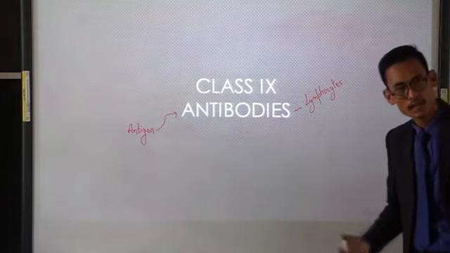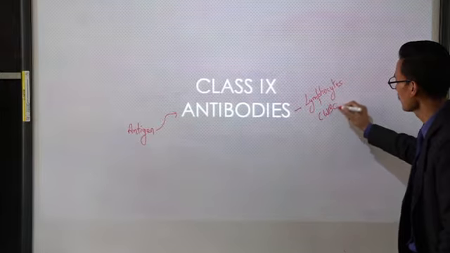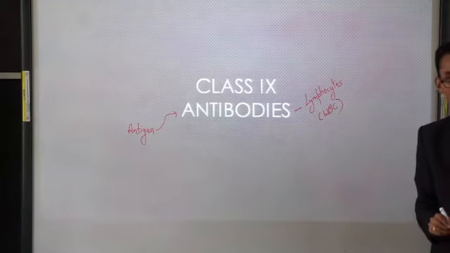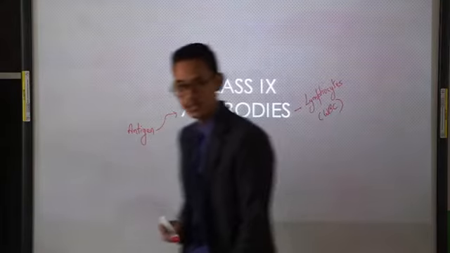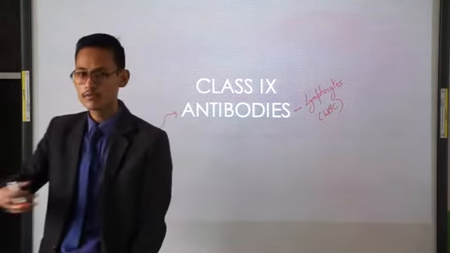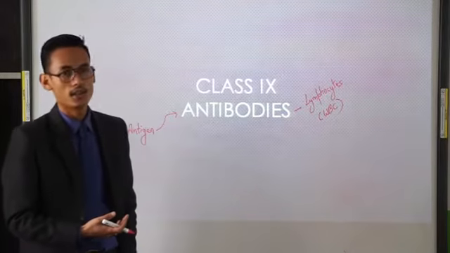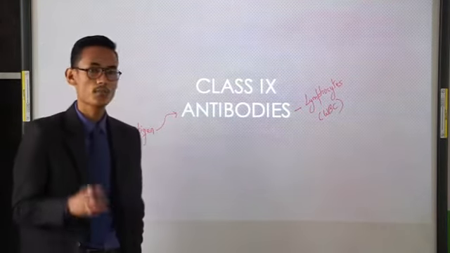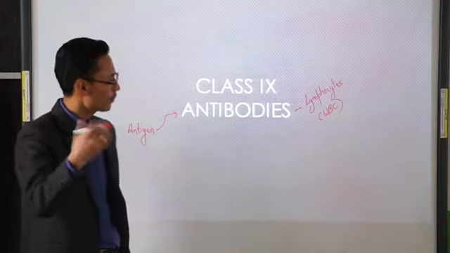But what are lymphocytes? They are mainly a type of white blood cells, WBC. But there are different kinds of WBC. So lymphocytes are one type of WBC that will help in the formation of antibodies. Clear? So what are the different types of WBC in general?